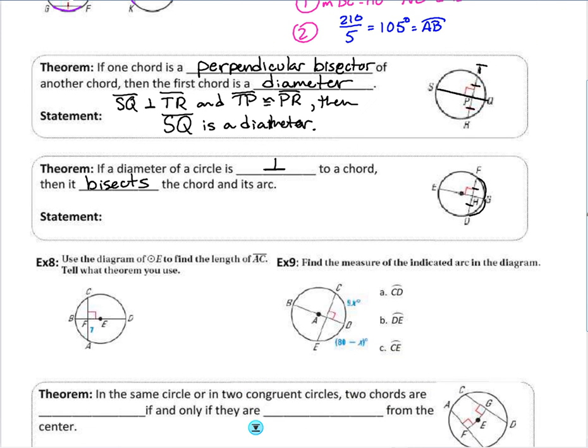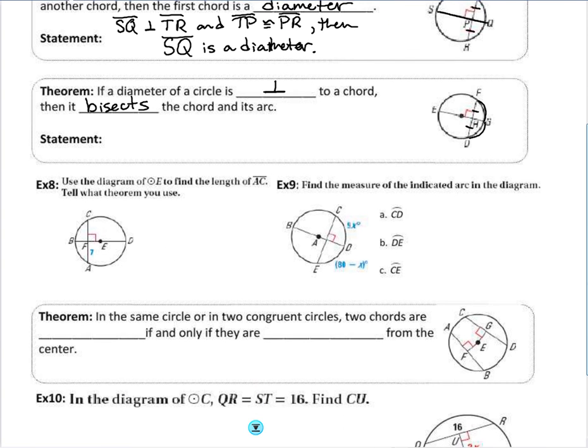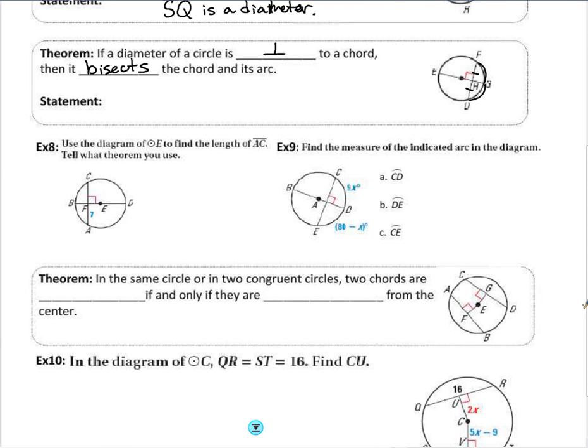So here we have a diagram of circle E. We know that AC is a chord. They want us to find the length of AC. Since BD is a diameter because it goes through E, and they tell me it's perpendicular, then I know it's a perpendicular bisector. So if FA is equal to 7, then I also know that CF is equal to 7. And if I'm asked to find the length of AC, I'll just put those together and I'll get a length of 14.